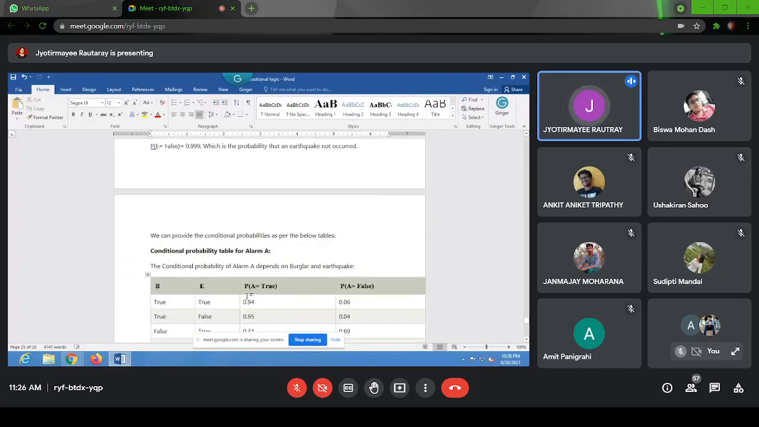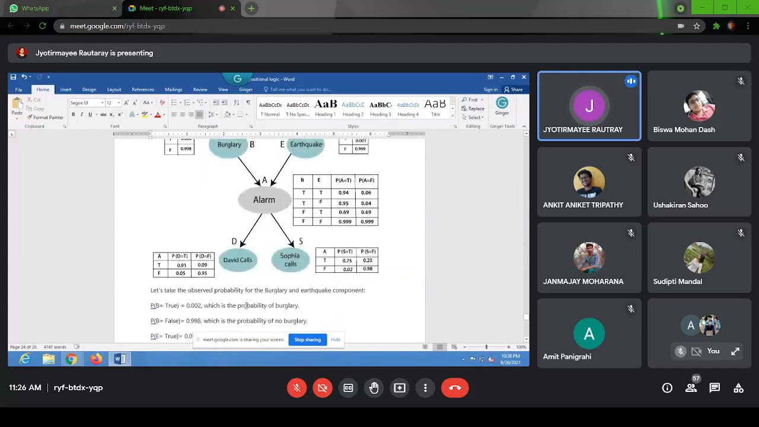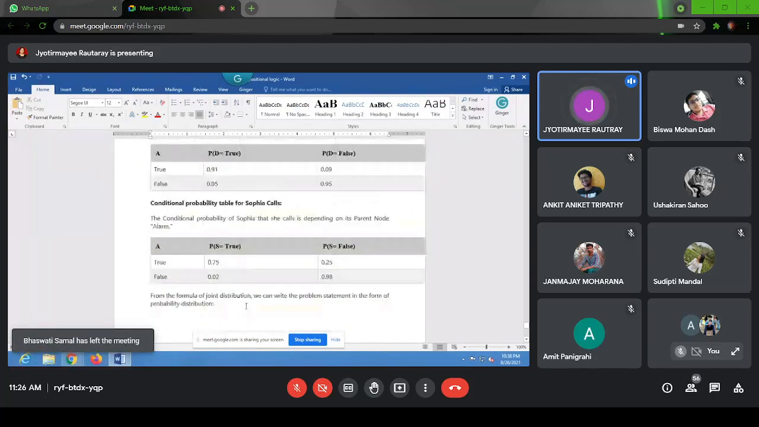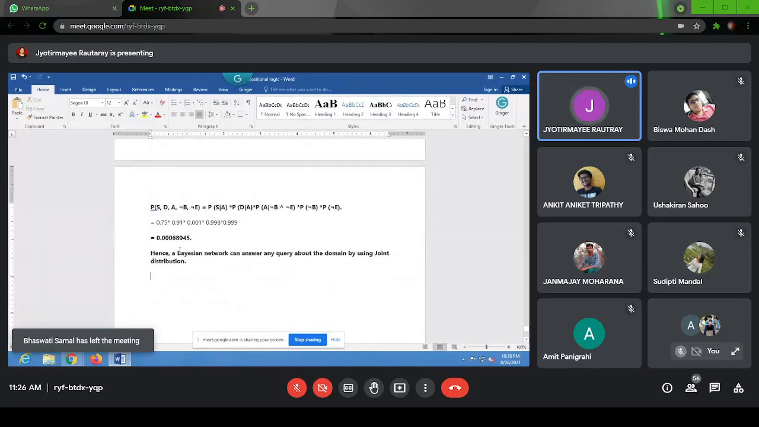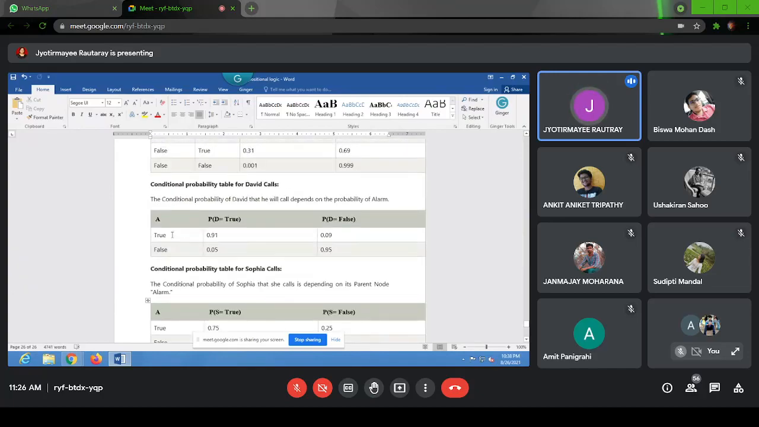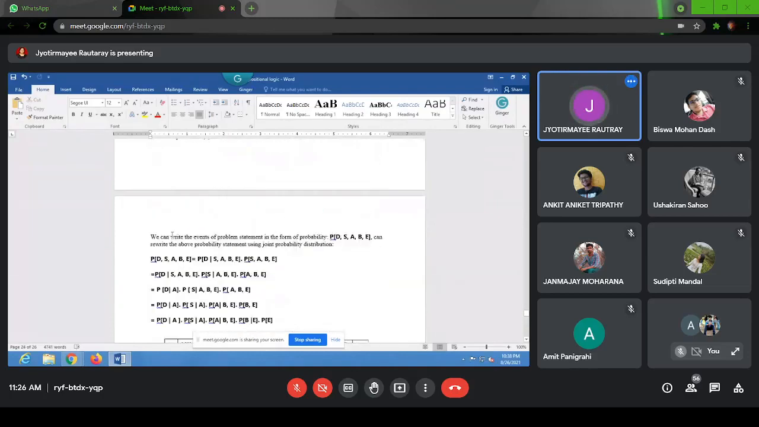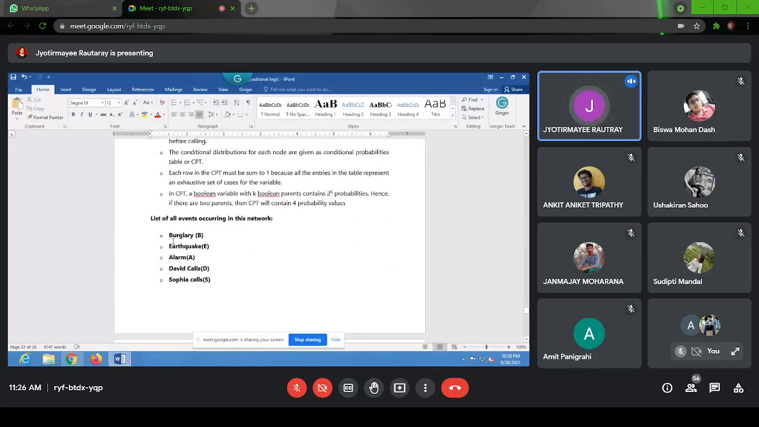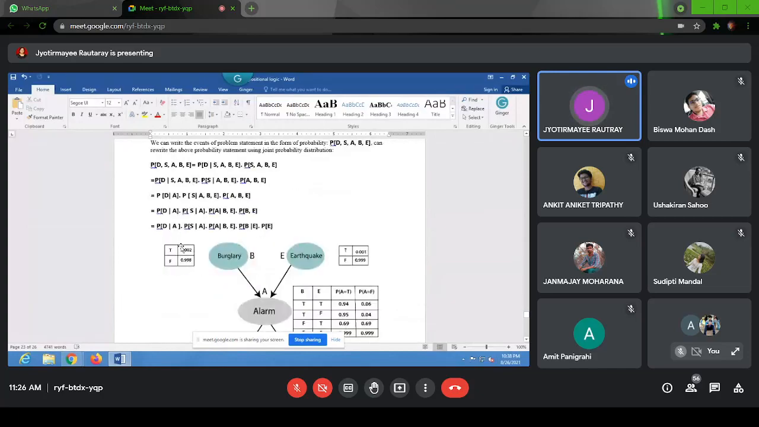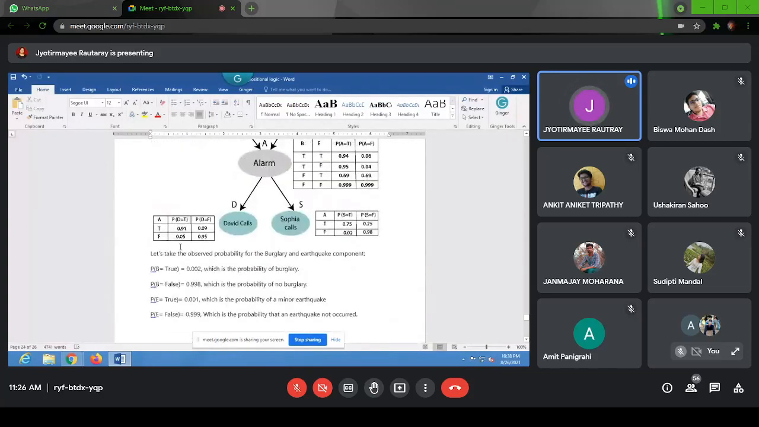Anyway, after that, whatever we have done, I have written here only. But in your question it is given that the probability of S is what? The probability of S is the probability of Sophia calls, okay? So this is the probability where S is true: 0.75. Here I have taken 0.75.